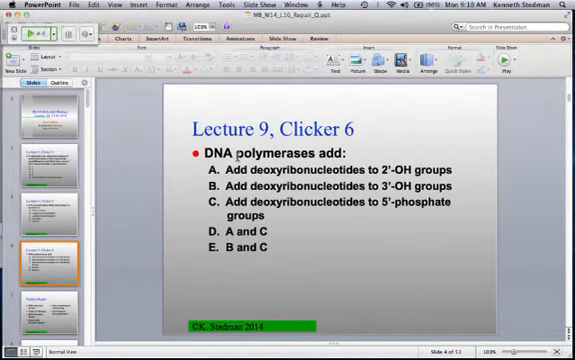Third clicker question for today. DNA polymerases add deoxyribonucleotides to 2' OH groups, to 3' OH groups, 5' phosphate groups, A and C, or B and C.